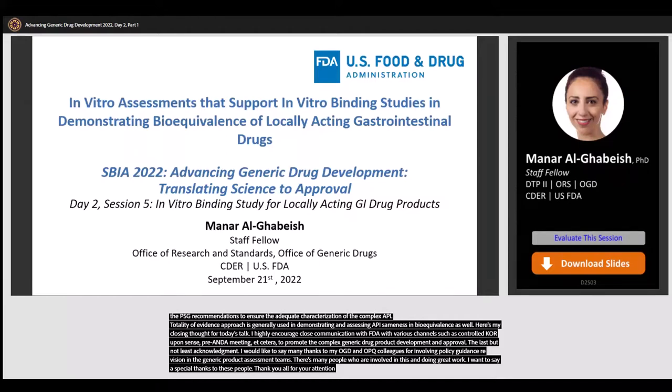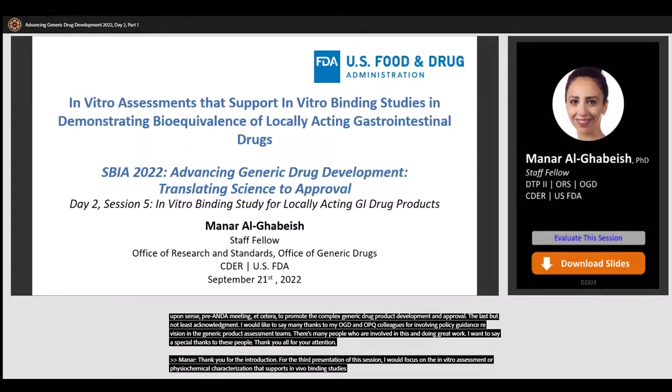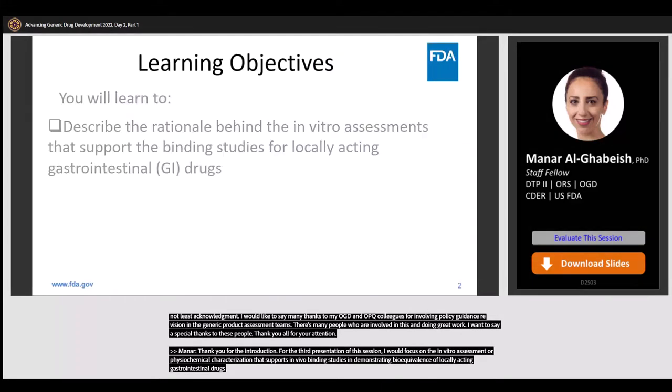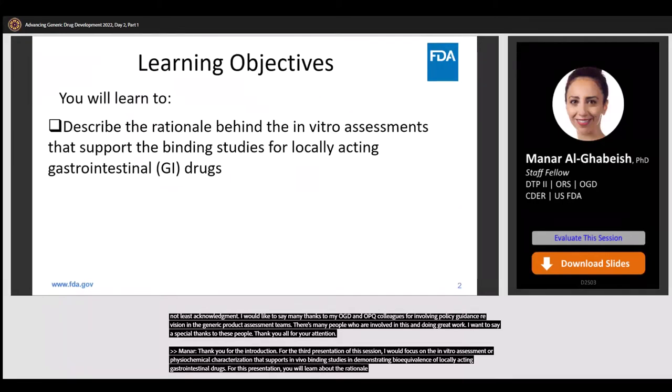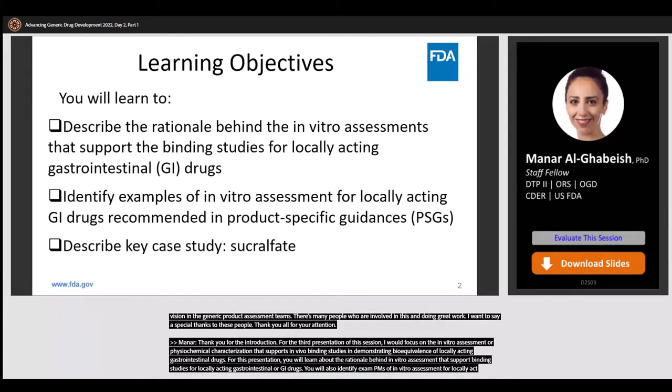Thank you for the introduction. For the third presentation of the session, I will focus on the in vitro assessment or physicochemical characterization that supports in vitro binding studies in demonstrating bioequivalence of locally acting gastrointestinal drugs. From this presentation, you will learn about the rationale behind in vitro assessment that supports the binding studies for locally acting gastrointestinal or GI drugs. You will also learn to identify some examples of in vitro assessment recommended in product-specific guidances or PSGs. And we will talk about sucralfate products as key cases.